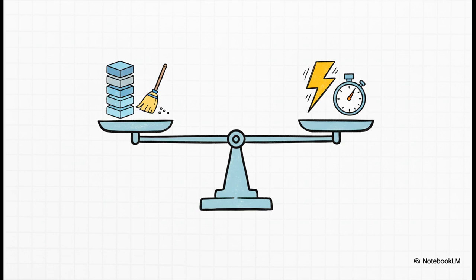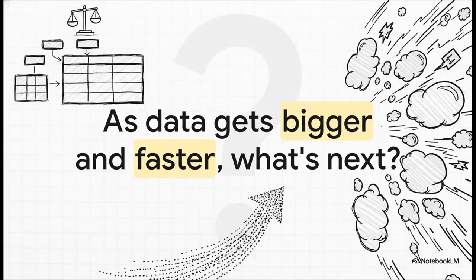Great database design isn't about blindly following one philosophy over the other. It's about understanding the trade-offs and skillfully choosing when to be tidy and when to be fast. And that kind of leaves us with one final big question to think about. For decades, this whole balancing act has been the foundation of database design. But now, as data gets bigger and faster than ever before, will we eventually need a totally new philosophy for organizing it all? It's definitely something to chew on.